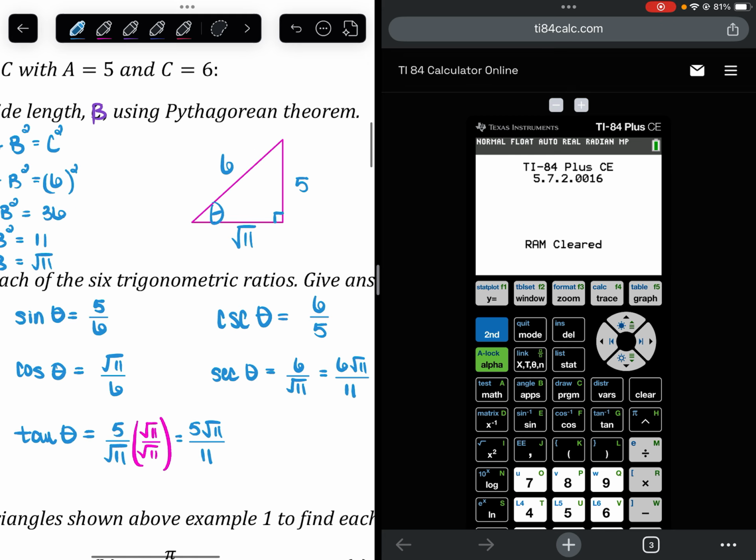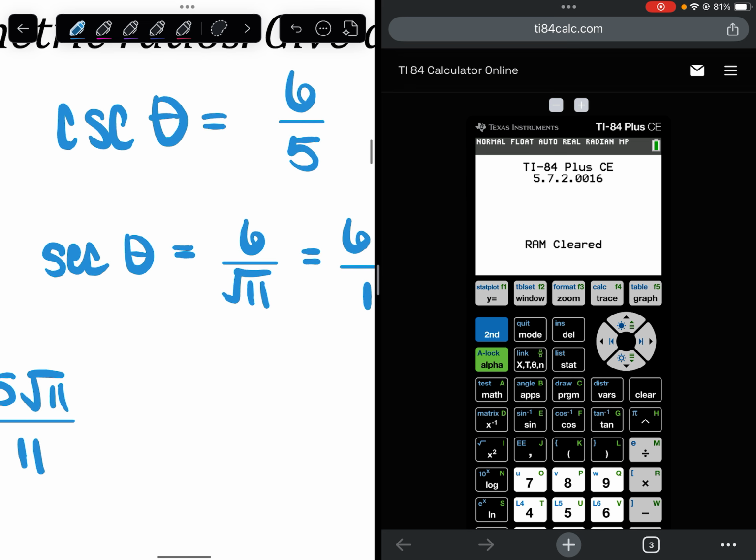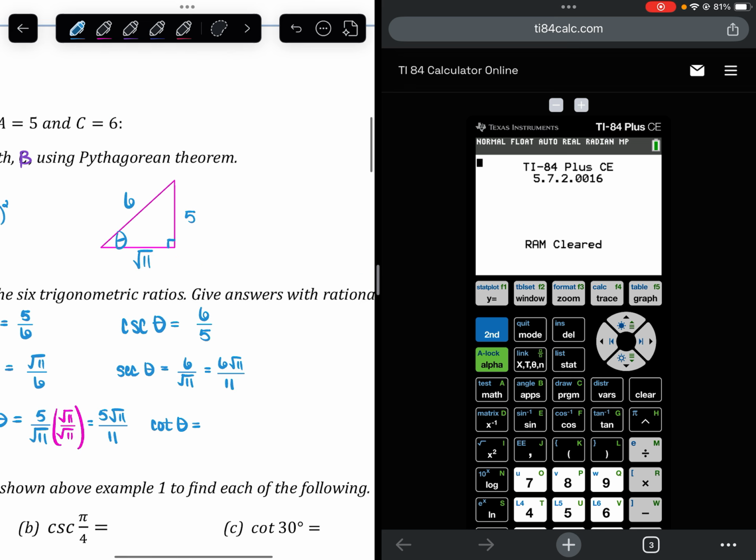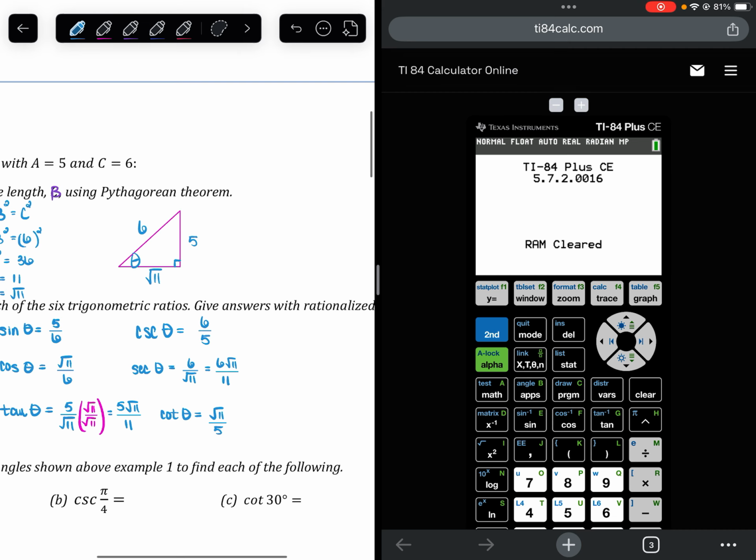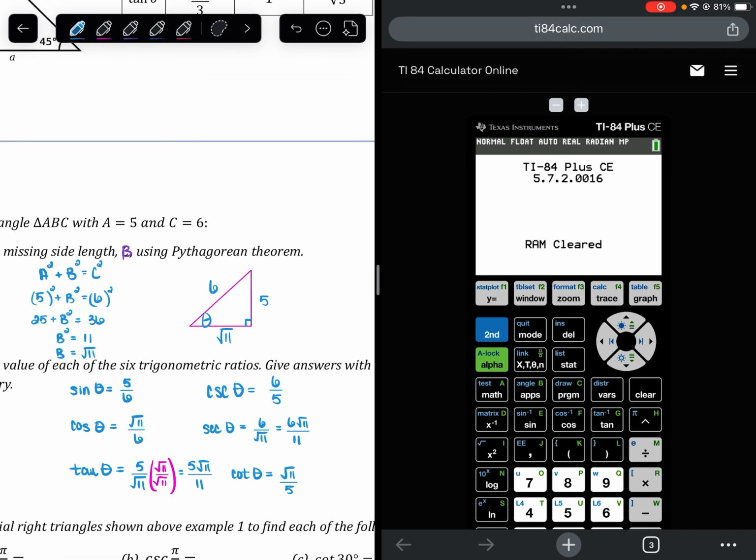And then tangent's reciprocal is cotangent. Cotangent of theta is the adjacent leg, square root of 11, over the opposite leg, 5. So there's your 6 trig functions.